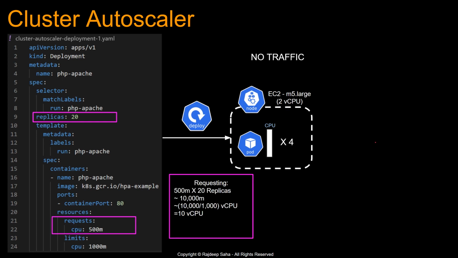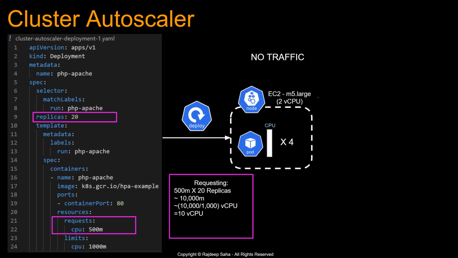And how much CPU is this deployment requesting? It's requesting 500 millicore for each pod multiplied by 20 replicas, so that's 10,000 millicores divided by 1,000, so basically 10 vCPUs. And one node, if we assume, has 2 vCPU, so basically it can accommodate 4 pods, and 4 pods will spin up in this node, assuming it's EC2 M5 large.